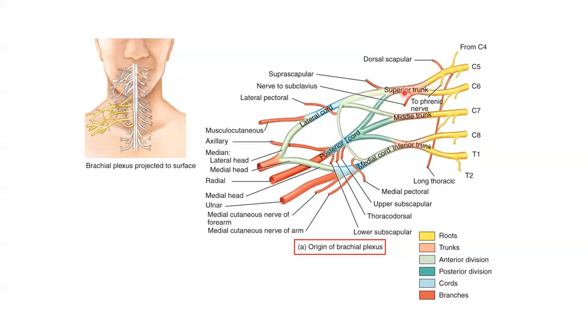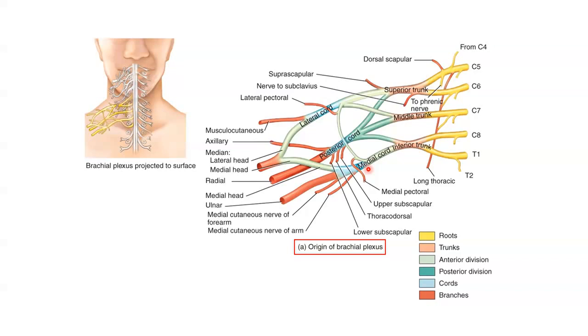These trunks then diverge, or split, into divisions. So we have either the anterior or the posterior divisions, and you can see those represented by the slightly different colour green here. These divisions then unite again to form a cord called the lateral, the posterior, or the medial cord. These cords are named for their relationship to the axillary artery. The axillary artery is a blood vessel that runs in your underarm region. These cords are named based on how close they are to this particular blood vessel.